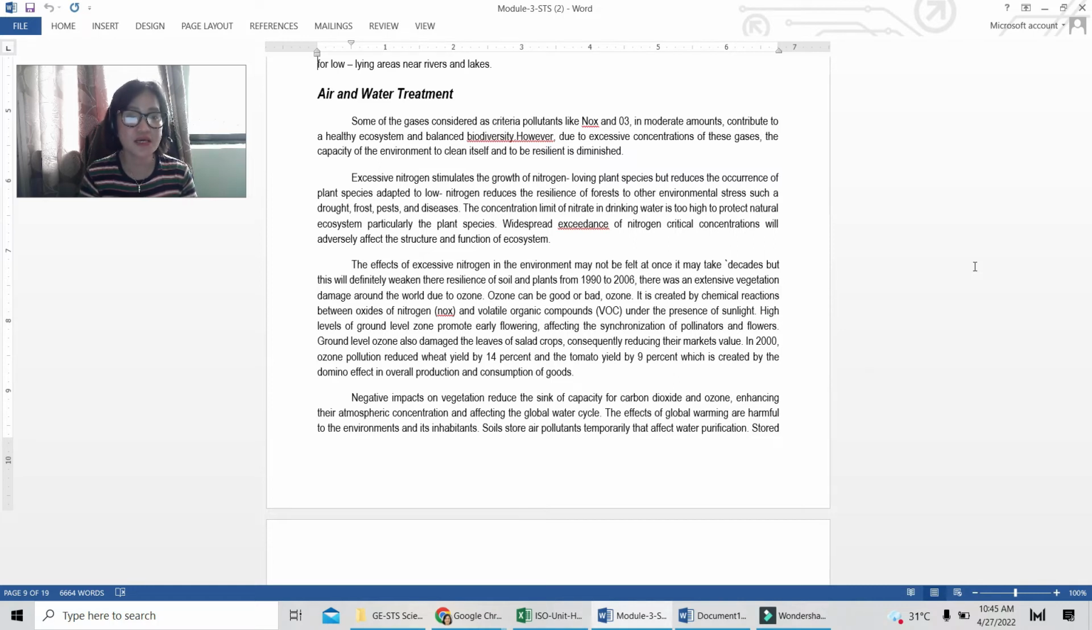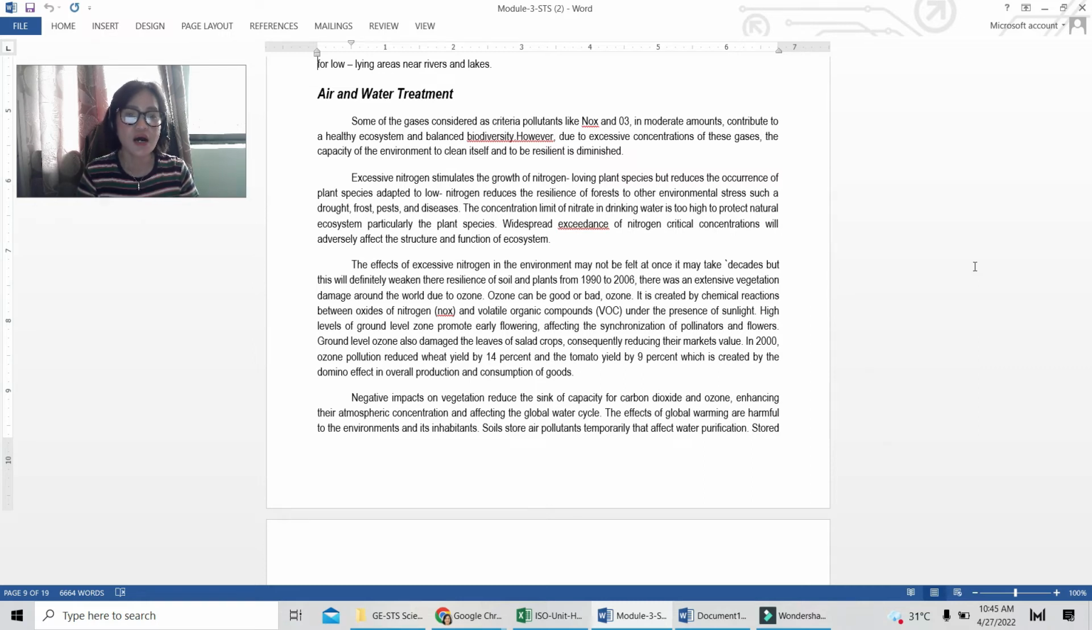So we tend to forget that it has its own biodiversity that is naturally made for that. So excessive nitrogen stimulates the growth of nitrogen loving plants. This is more on the biology side, but we'll just try to explain this in a more simple way. So negative impacts on vegetation reduce the sink capacity, like for carbon monoxide or ozone.